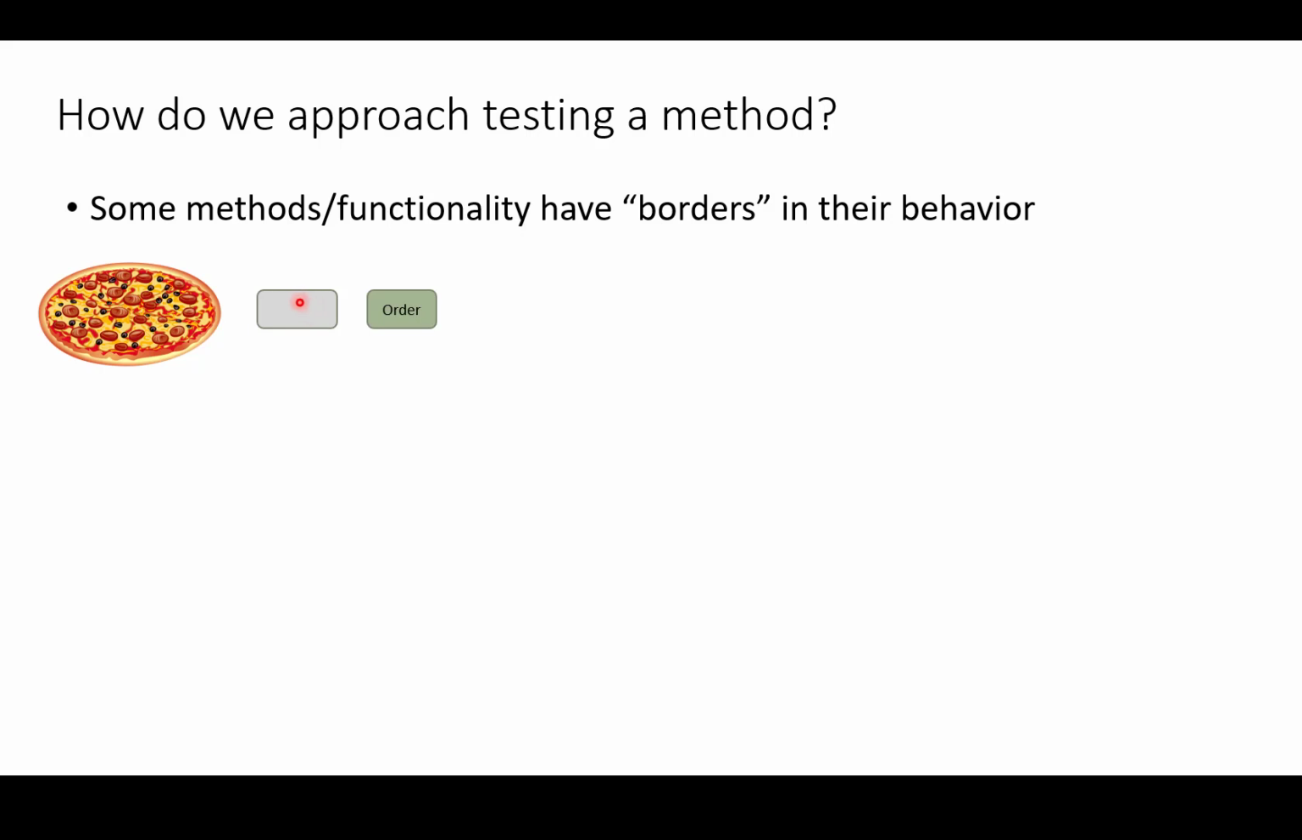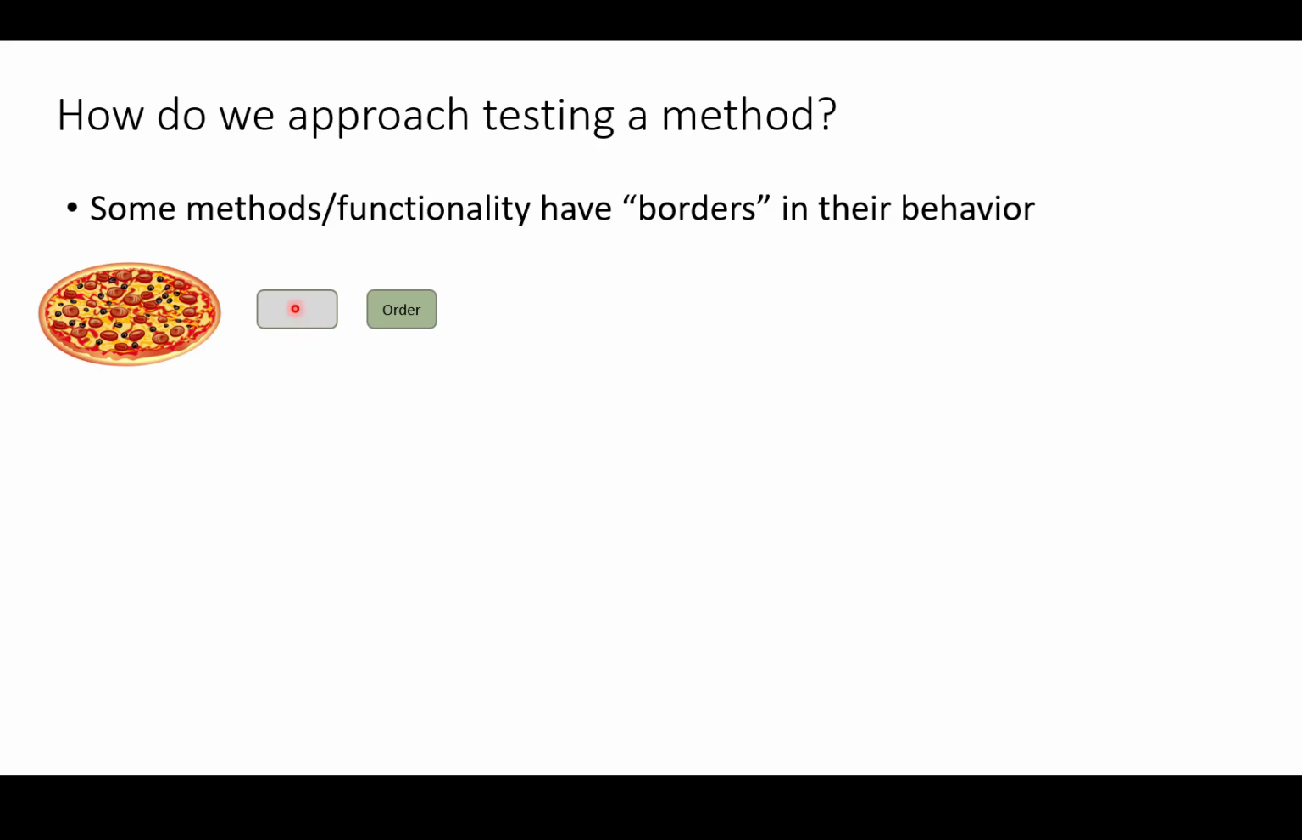Maybe you are allowed to order between 1 and 10 pizzas. So 1 to 10 is the valid range, and everything outside is invalid. So there's a border between 0 and 1, a place in your code where the behavior changes. There's a border between 10 and 11, again a place in your code where the behavior changes. If you insert 10 and click order, everything should be okay. If you insert 11 and click order, maybe you get some kind of message saying, hey, that's super illegal, you are not allowed to do that. Please go away. Right, so a change in behavior.